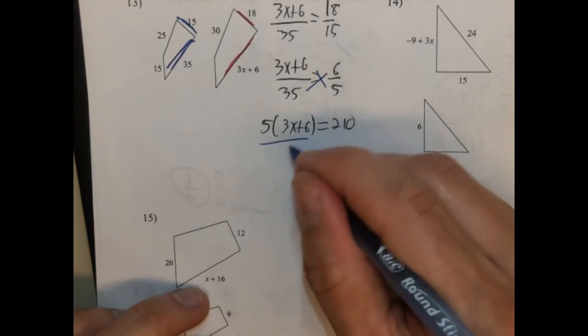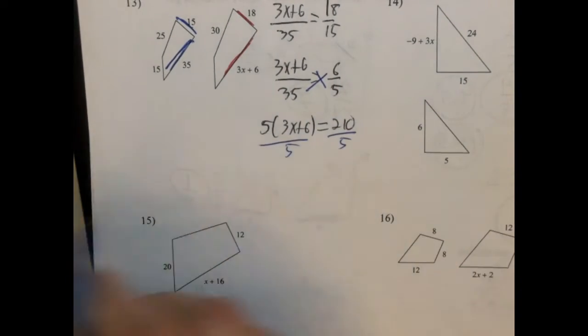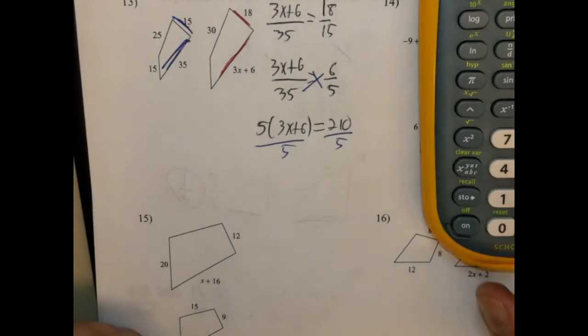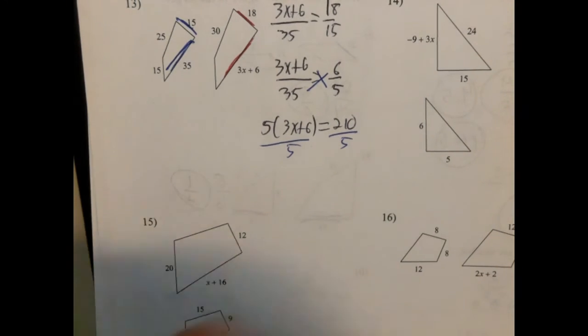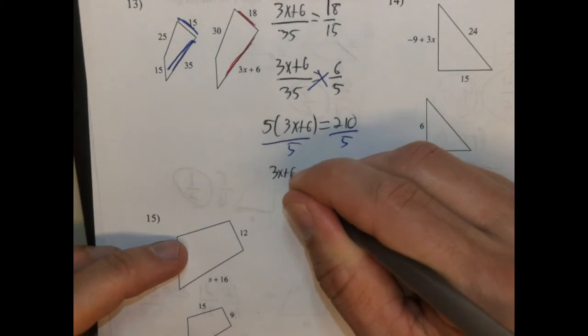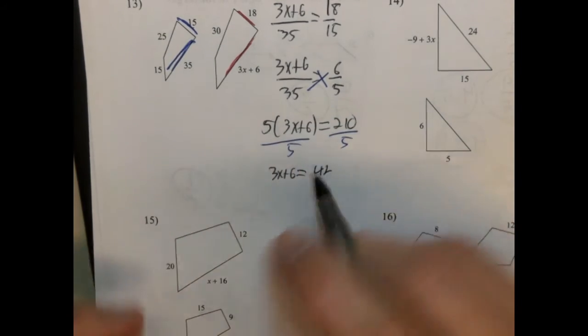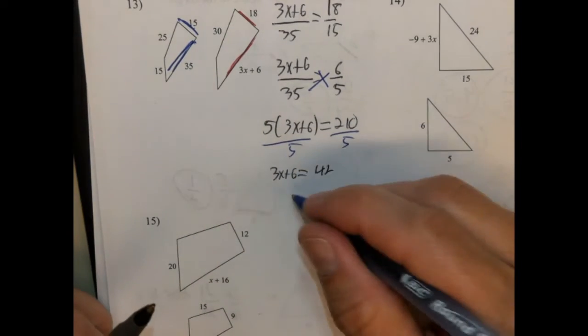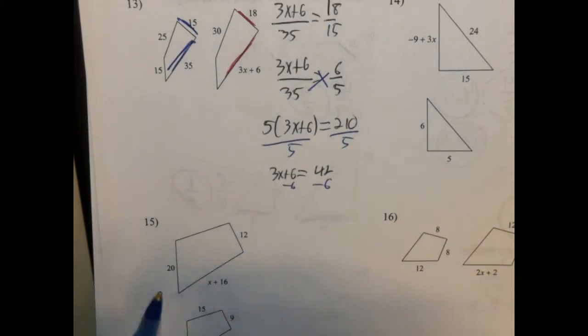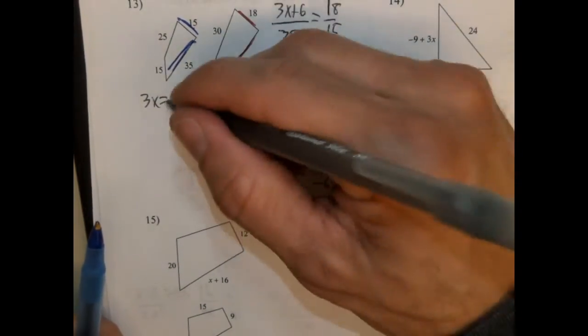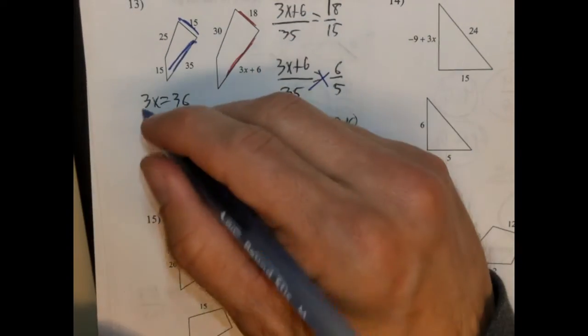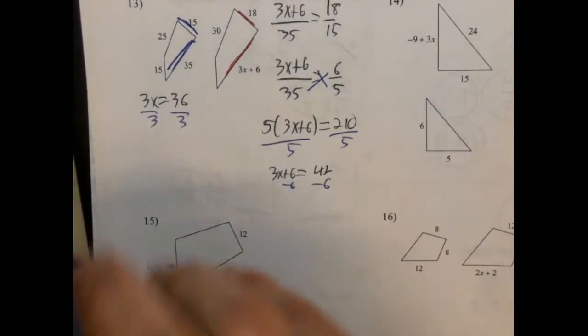Let's divide by 5 here, even though technically I didn't have to do that, but let's just do that anyway. 210 divided by 5 is 42. So we're going to have 3x plus 6 equals 42. Subtract 6, get rid of our constant. Write this over here now. So 3x equals, what's that, 36? Divide by 3. X is going to equal 12.